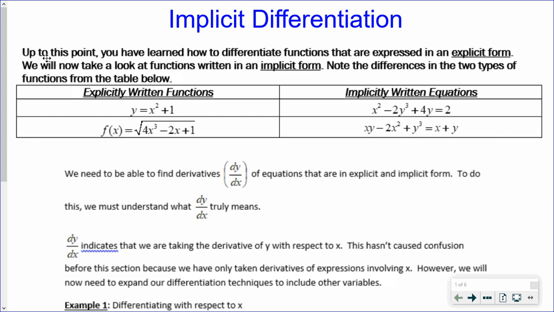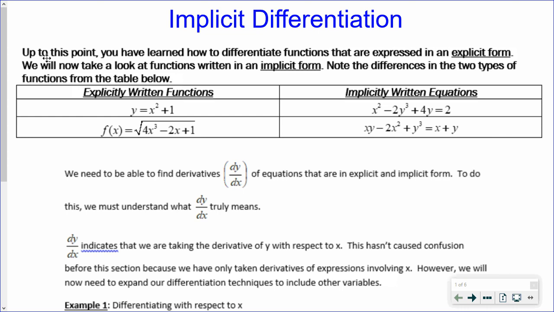Everyone. In this video, you're going to learn about what's called implicit differentiation. Up to this point, you've learned how to differentiate functions that are expressed in an explicit form. We're now going to take a look at functions written in an implicit form. Now, let's look at the difference between the two types of functions.